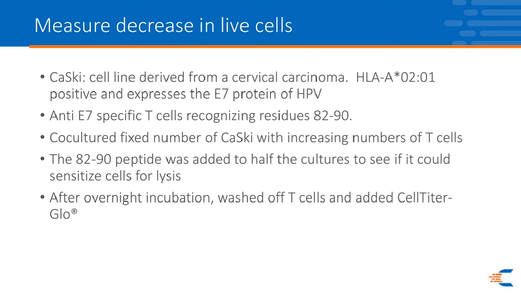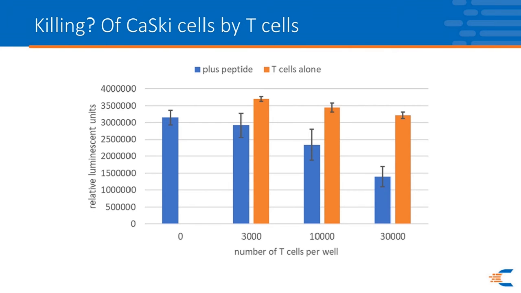After incubation, the T cells are washed off, and we added CellTiter-Glo, which gives you a luminescent signal that is proportional to the number of live cells present. So that's why the T cells had to go. We were only interested in measurement of the tumor. And this is an example of the data we got. We ran it more than once, but just as an example.